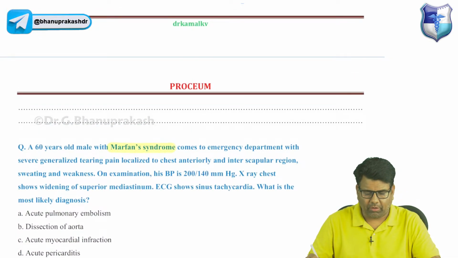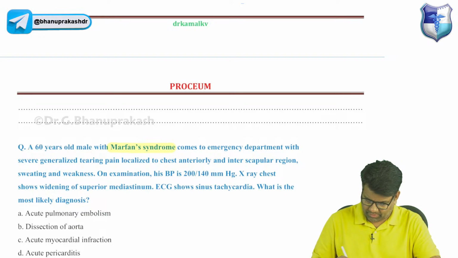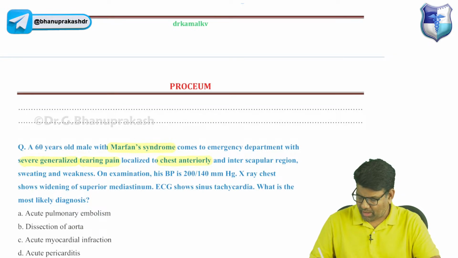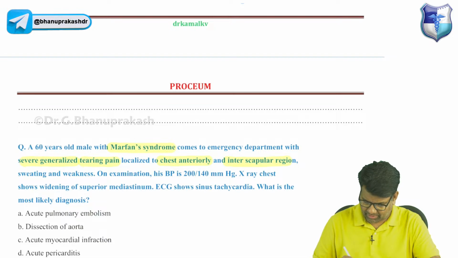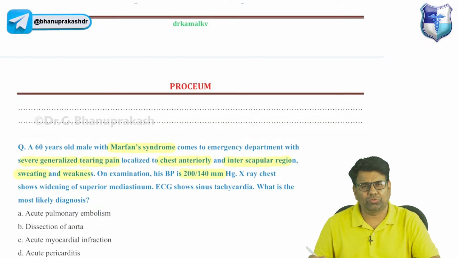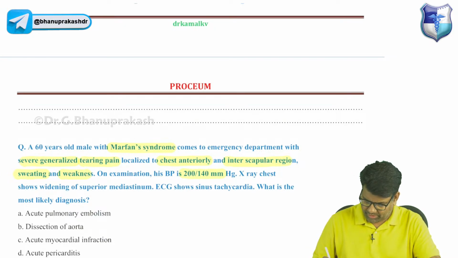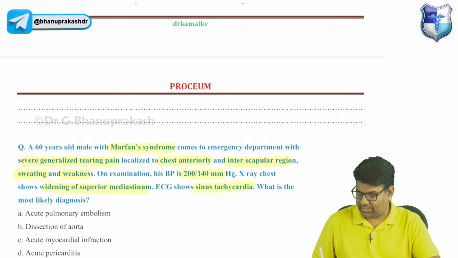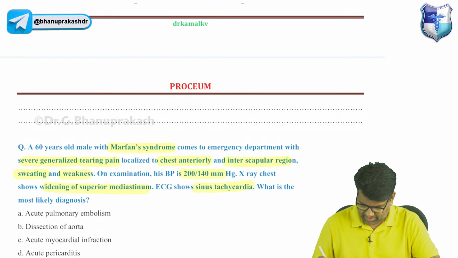there is a case of Marfan syndrome, and he presented with severe generalized chest pain, which is located in the chest anteriorly and going back to the interscapular area on the backside, associated with sweating and weakness. And when you measured the blood pressure, it came to be very high, 140 millimeter of mercury. Chest X-ray shows widening of the superior mediastinum, and ECG shows tachycardia. What can be your diagnosis?